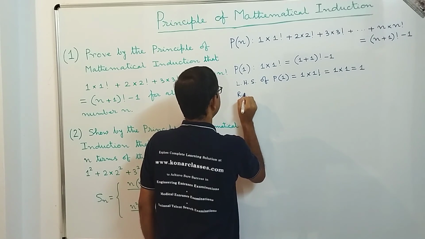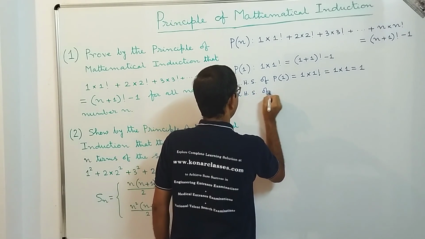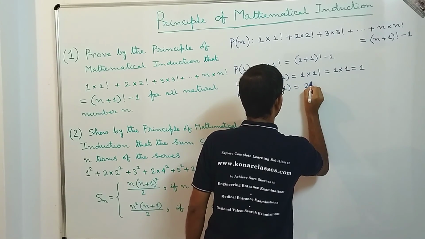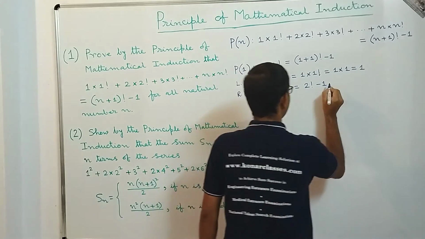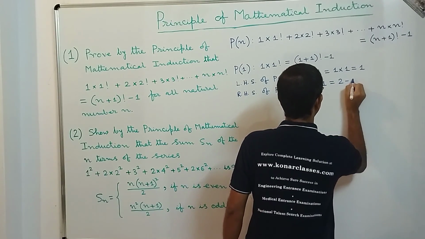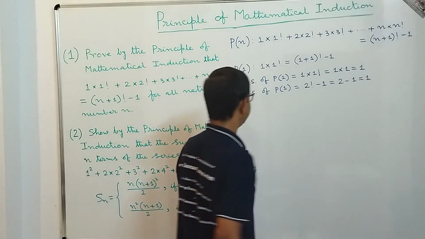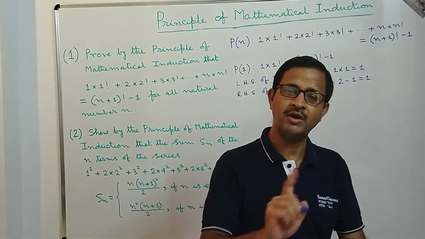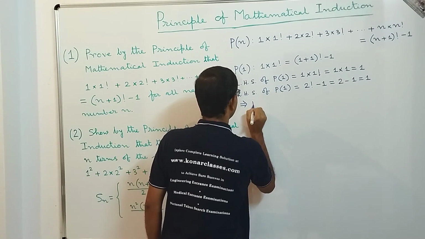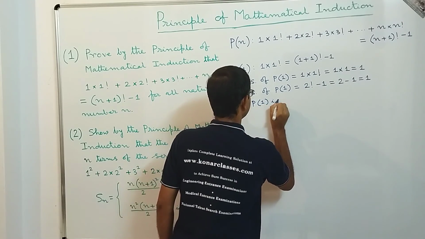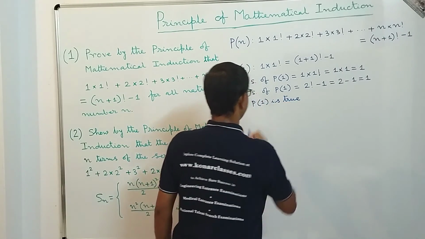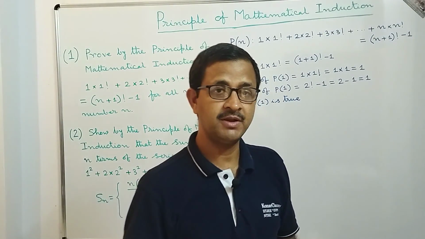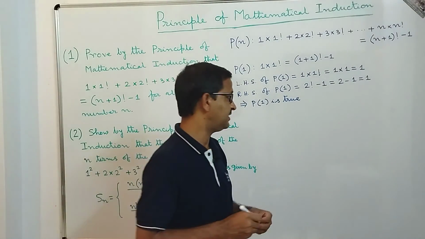And the right hand side of P1 is equal to 1 plus 1 factorial, that means 2 factorial minus 1. What is the value of 2 factorial, dear students? It is 2. 2 minus 1 is equal to 1. So we see that the left hand side of P1 is equal to the right hand side of P1. Both are equal to 1. So we can say that P1 is true. That is the first step towards solving a problem using the principle of mathematical induction.